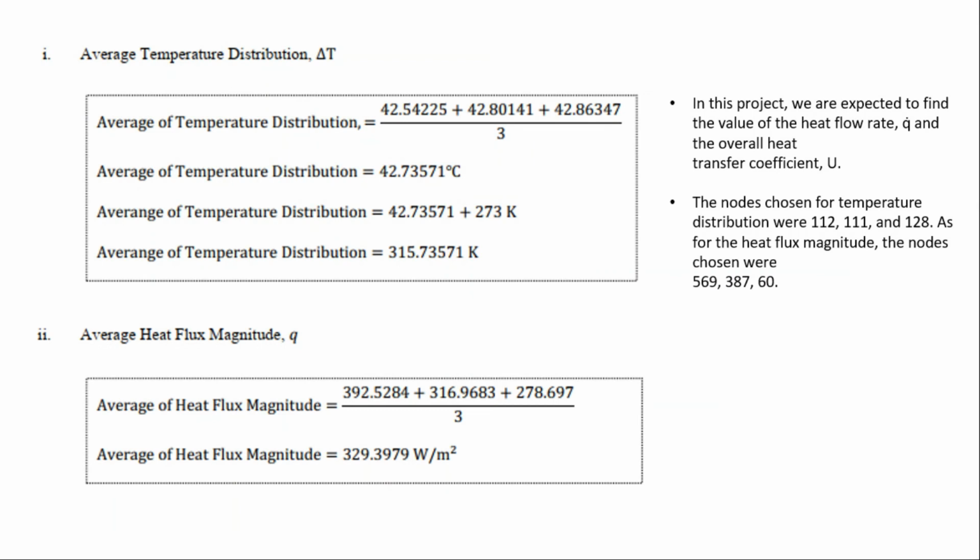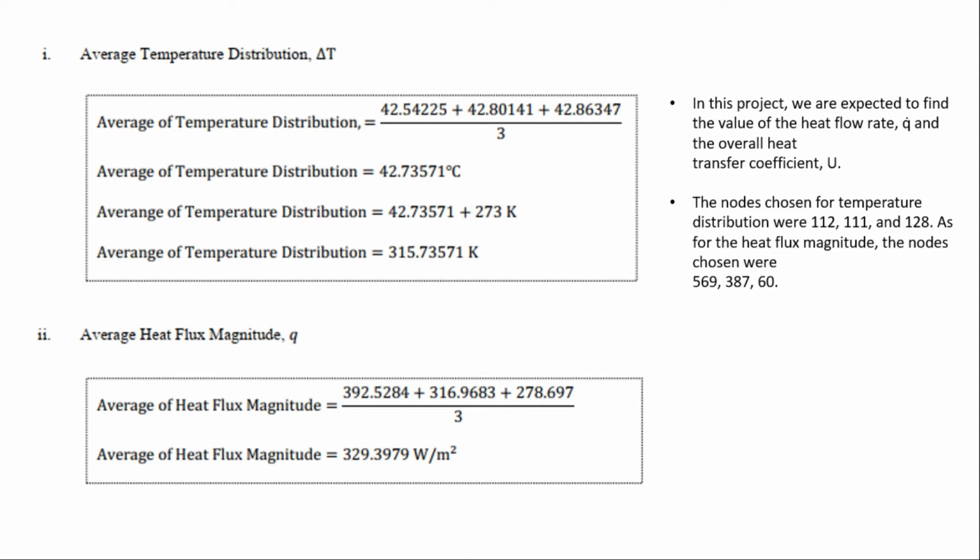So in this project, we are expected to find the value of the heat flow rate Q dot and the overall heat transfer coefficient U. The nodes chosen for temperature distribution were 112, 111 and 128. As for the heat flux magnitude, the nodes chosen were 569, 387 and 60.